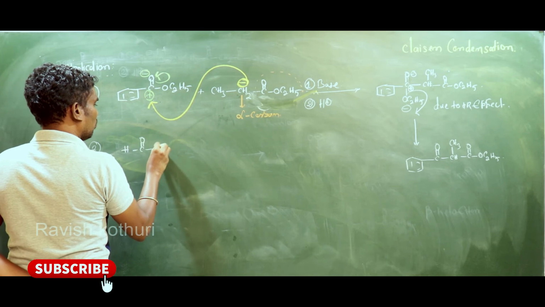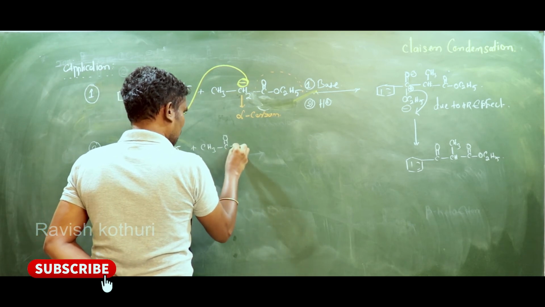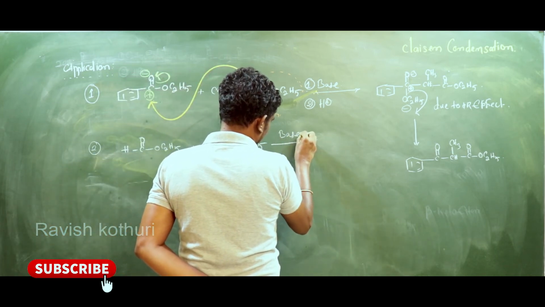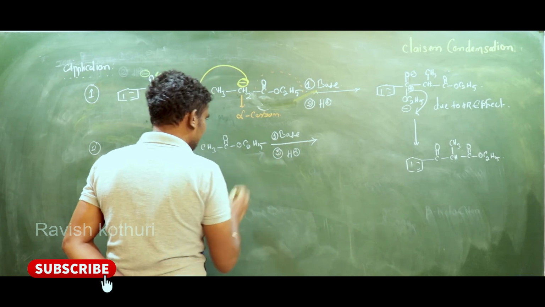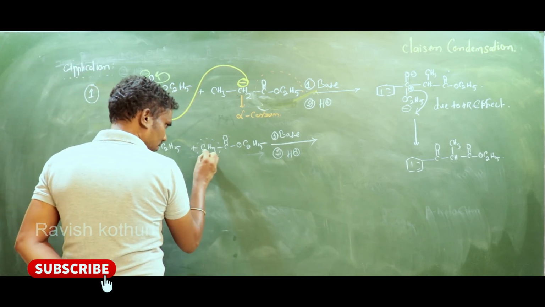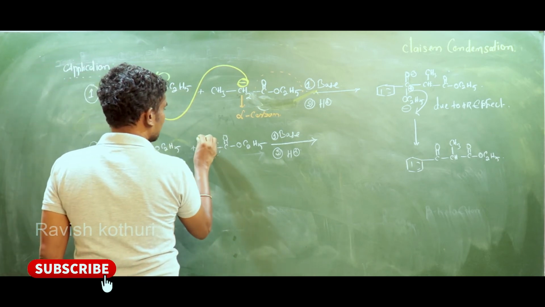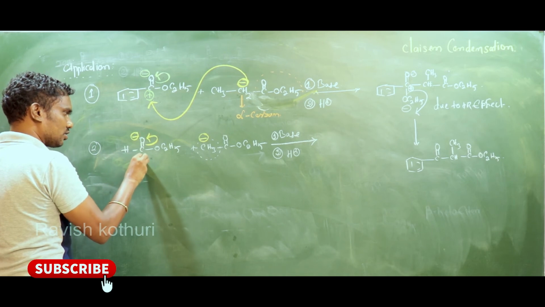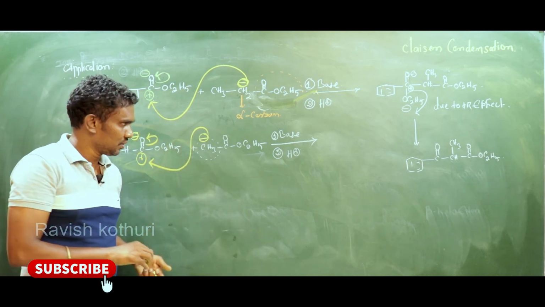HC double bond O C2H5 plus CH3 C double bond O C2H5, added base and in acidic medium. What happened, my dears? This base abstracts the proton from the alpha carbon. This base abstracts the hydrogen from the alpha carbon, right? Now see what happens. This gets negative charge. Now heterolytic cleavage takes place. It gets negative charge, it gets positive charge. Now this negative charge attacks it here. One negative, one positive becomes what? One bond, right? One bond.